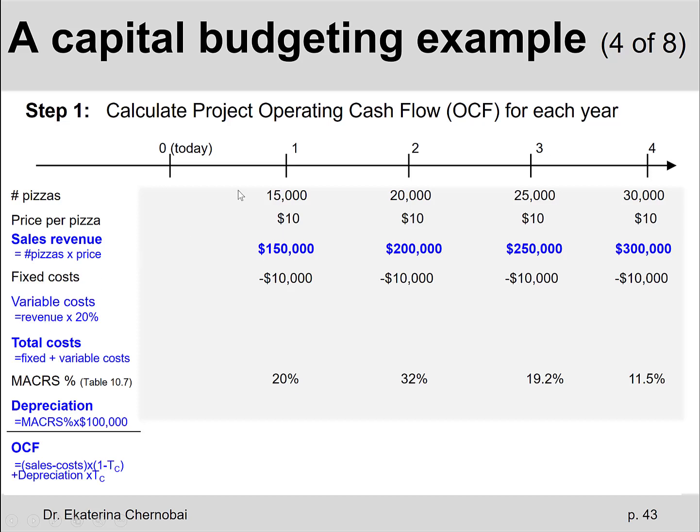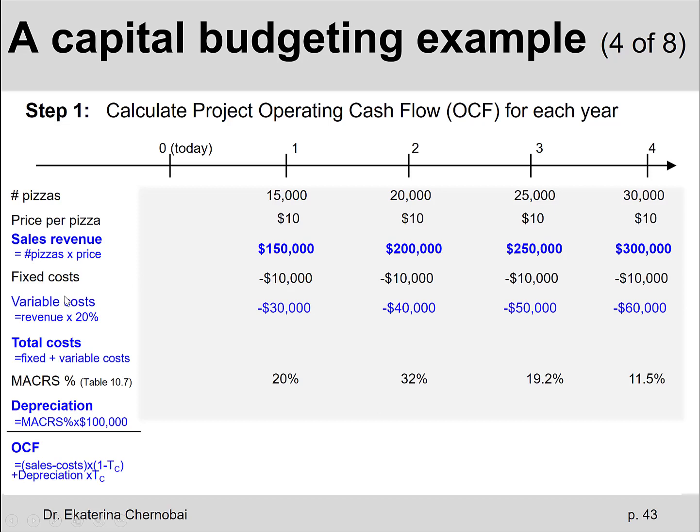What are the variable costs in year one? Sales revenue in year one is $150,000. We multiply that by 20% and get $30,000. For year two, it's 20% of $200,000 in sales revenue, which gives $40,000, and so on. In year three, the variable costs will equal $50,000. In year four, the variable costs will equal $60,000.